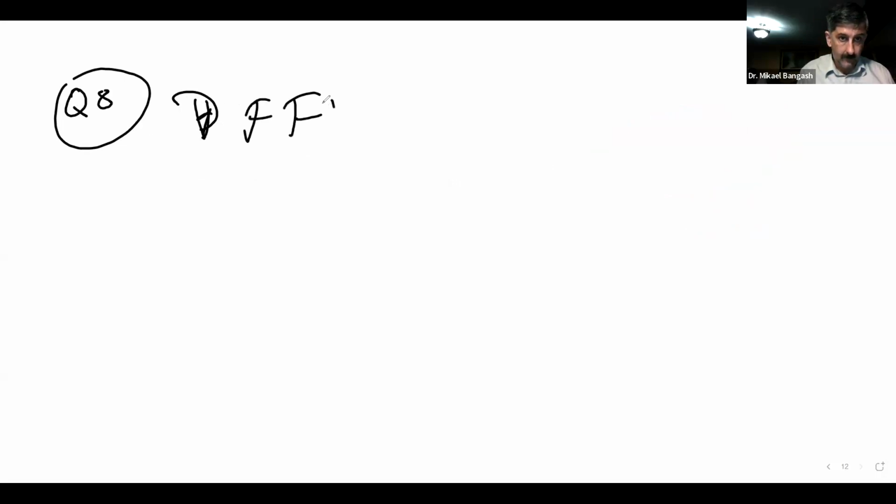Question number 8. What is the current method of processing Doppler signals? And that was your FFT, or what we just talked about, the fast Fourier transform.